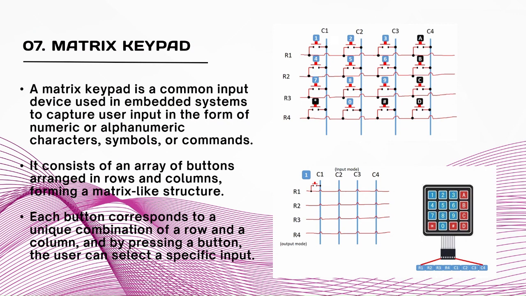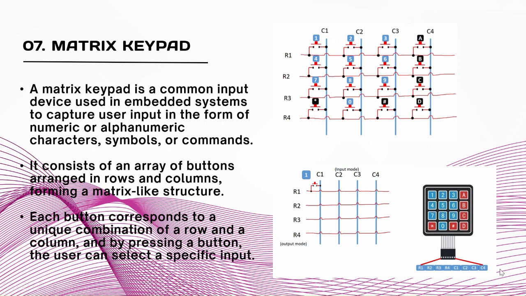A matrix keypad. A matrix keypad is a common input device used in embedded systems to capture user input in the form of numeric or alphanumeric characters, symbols or commands. It consists of an array of buttons arranged in rows and columns forming a matrix-like structure. Each button corresponds to a unique combination of a row and a column, and by pressing a button, the user can select a specific input.